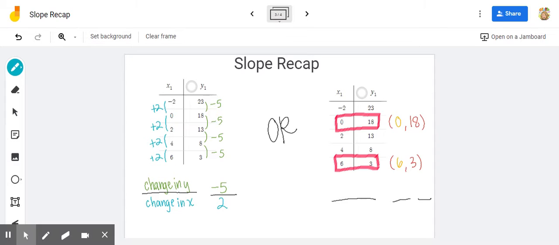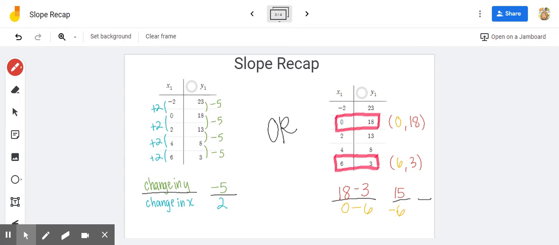Now, some of you like to use your formula instead. If you're given a table, you could have chosen 2 of the points from the table, so an x and a y pair. I chose (0, 18) and (6, 3). And remember to use the formula, guys. You do your y minus your y, so 18 minus 3. And that means I have to start with 0 minus 6, which gives us -6 on the bottom. And on our top there, 18 minus 3 is 15.